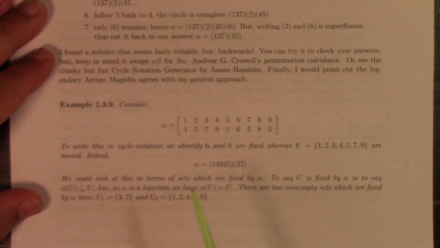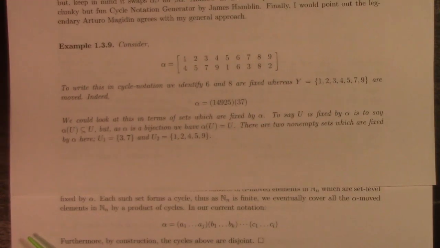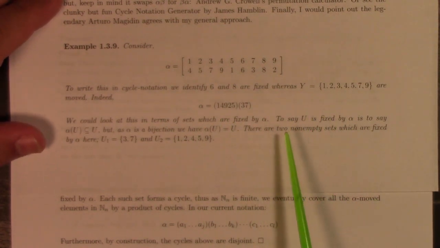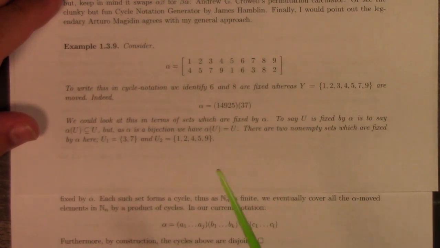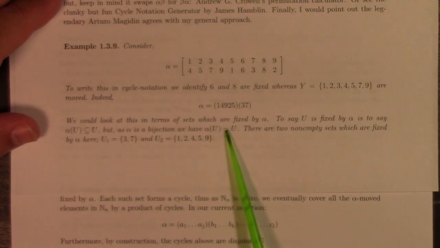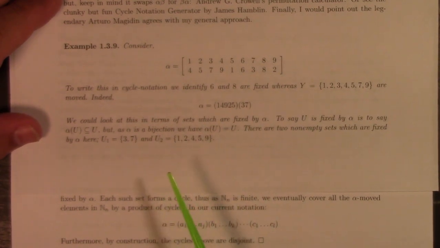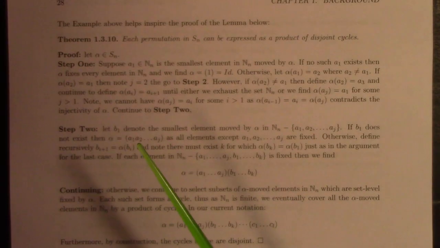And we could also look at this permutation in terms of the subsets of S9 which are fixed. I've talked about elements being fixed, so my point is we could also talk about subsets being fixed. It has the same meaning. Like alpha of U equals U, the image of U under alpha equals U. That would mean that U is fixed by alpha. So just a bit more notation there.